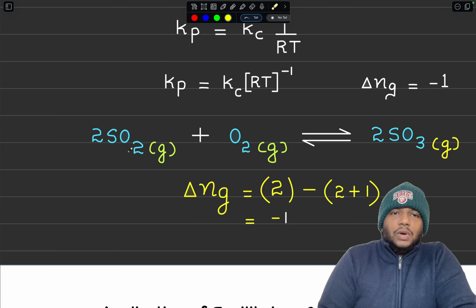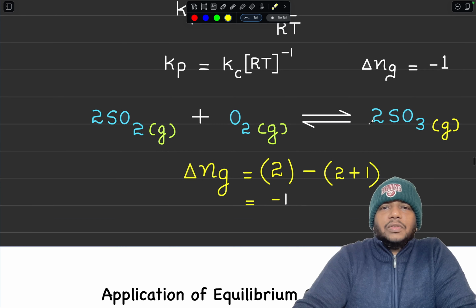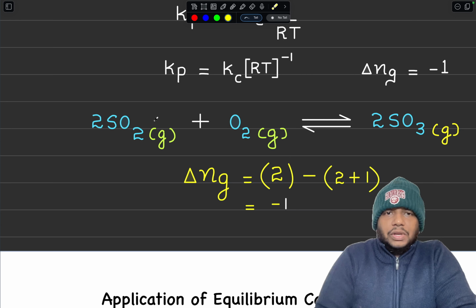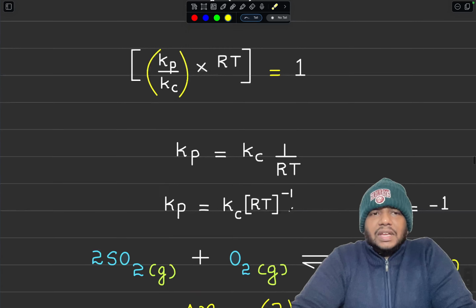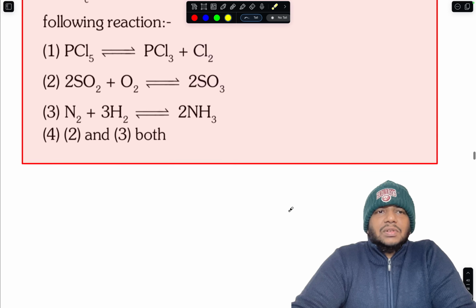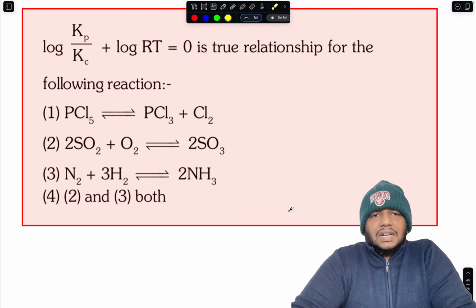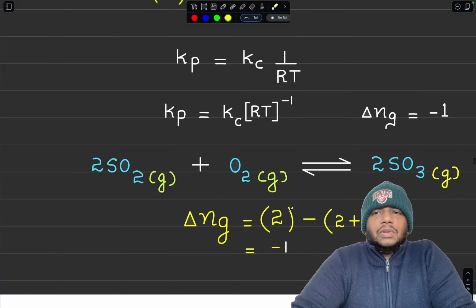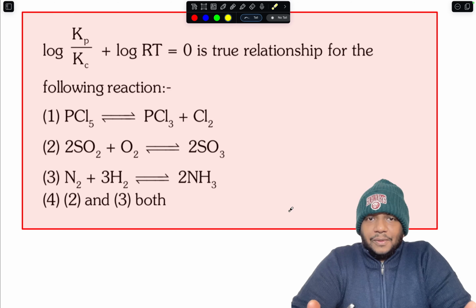I can see that 2SO2 plus O2 giving 2SO3. Here the number of moles of the gaseous product is equal to 2, minus the number of moles of the gaseous reactants, 2 here, 1 here, so 2 plus 1, 3. So 2 minus 3 is minus 1. Which one would be my correct answer, sir? You can see option 2 would be my correct answer. Clear? 2SO2 plus O2 giving 2SO3 would be my correct answer. I hope until this point it is clear for you. Okay.